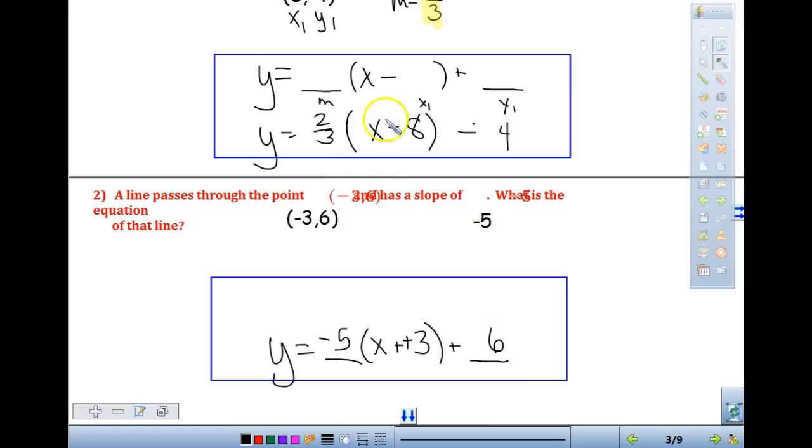When you look at the form of the equation, it is always a subtraction here. The main reason is that it's the change. When we think of slope, slope is the change in our x's.